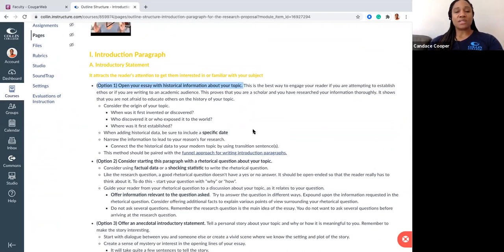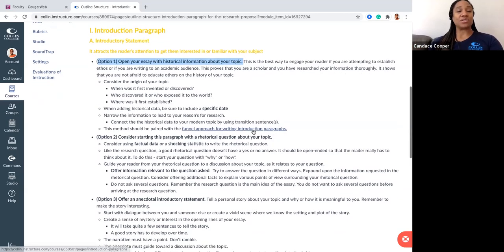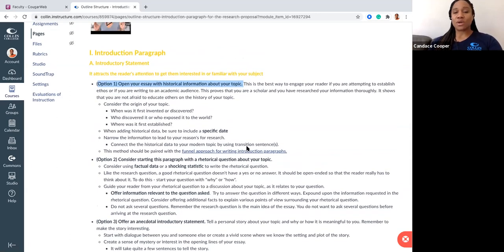So this introductory statement has 3 options for you to consider, and these are the only 3 options that I want you to consider. I don't want you to choose another option because I am teaching a skill by introducing these 3 options for this essay. All right, so you can start with historical information about your topic, and to do that, you want to start at the origin, at the very beginning of your topic, whatever that is.